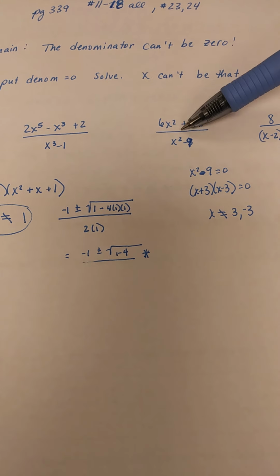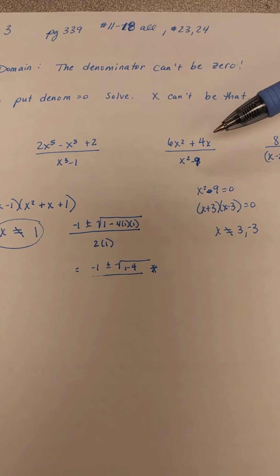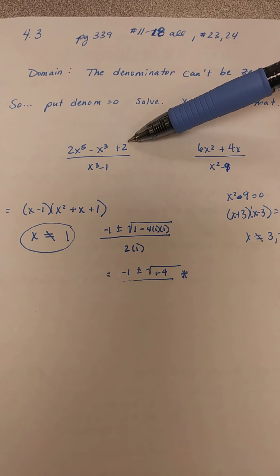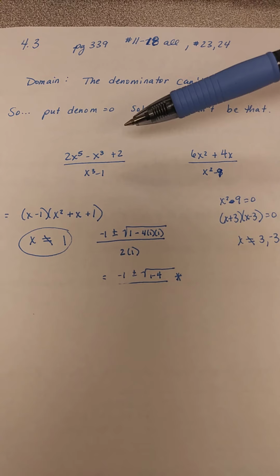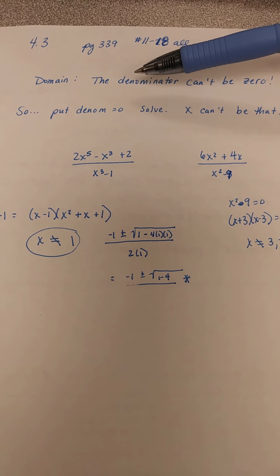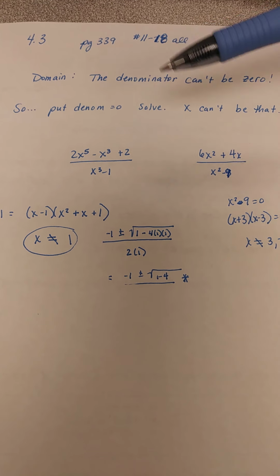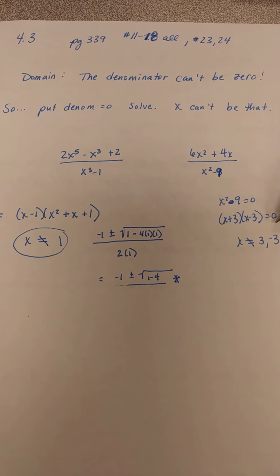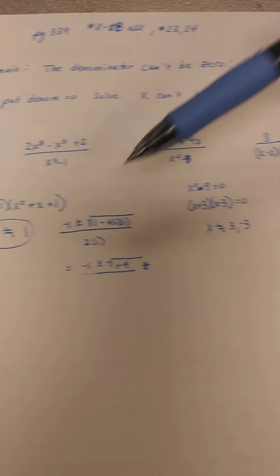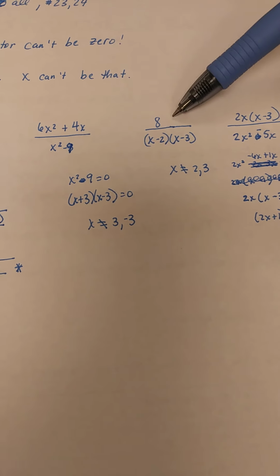Notice I haven't even talked about the numerator because I literally don't care what it is. I could write the word Fred up there or draw a naked person, and it wouldn't matter because we don't care what's in the numerator when we're talking about the domain. Not right now, anyway. So we're looking at the denominator. We're saying whatever makes the denominator 0, x can't be that. So that's it. For this one, it's real easy.